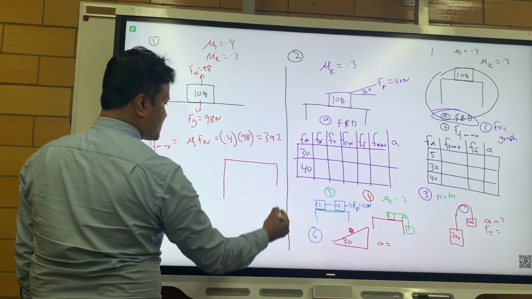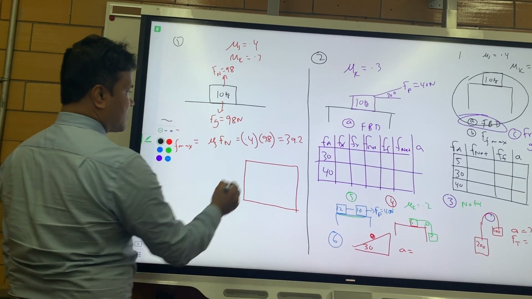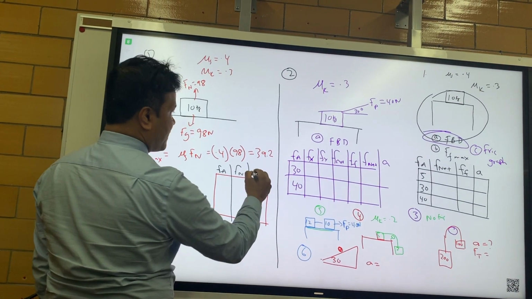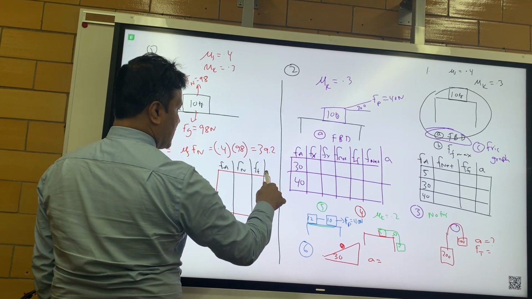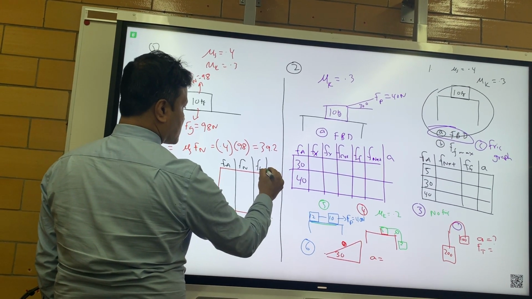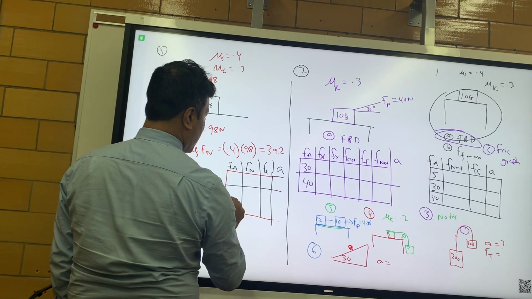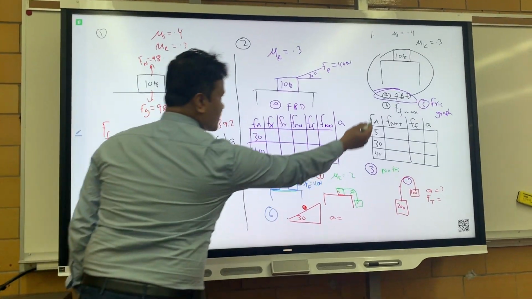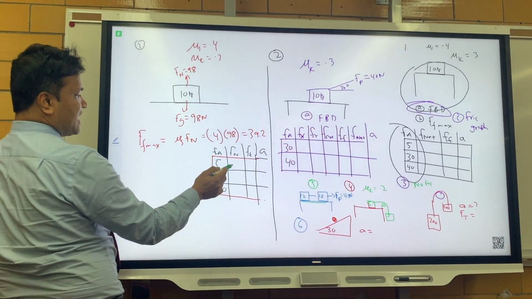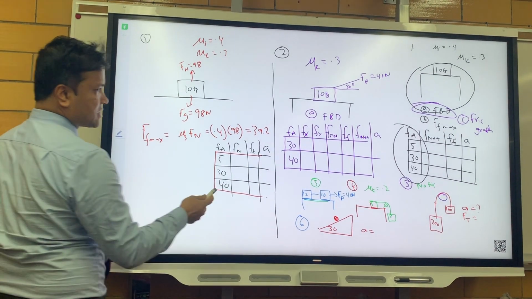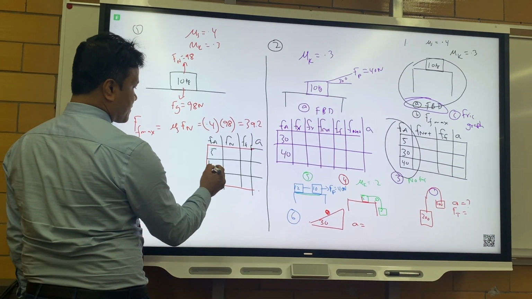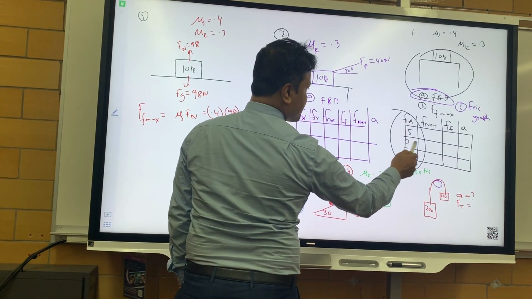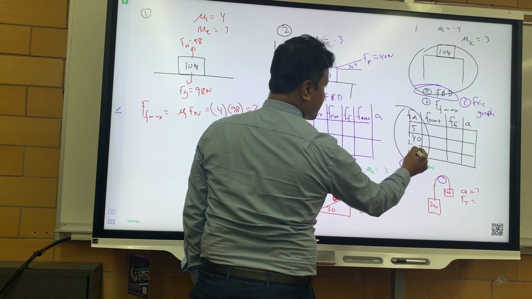So when you do the table, this is our table as you see over there. We have FA, we have FNet, we have FF, and we have acceleration. So FA is 5, 30, and 40 Newton, as you see over here. Let's make it 40, and let's make it 50.